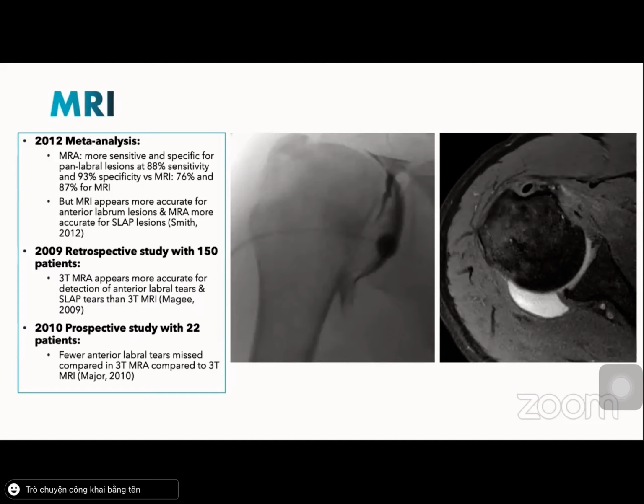People often ask, can you get away with a simple routine MRI, or do you need to do an MRI with arthrogram, as shown on the images on the right, to distend the joint so that you can diagnose labral tears more accurately? Well, the literature is slightly mixed, but most people do agree that by distending the joint, we will be able to make labral tears a bit more apparent and diagnose them with slightly more confidence.